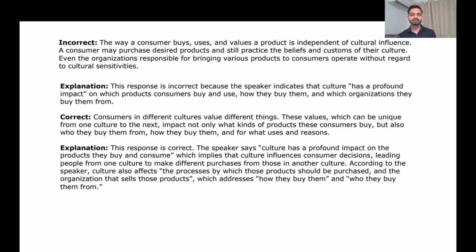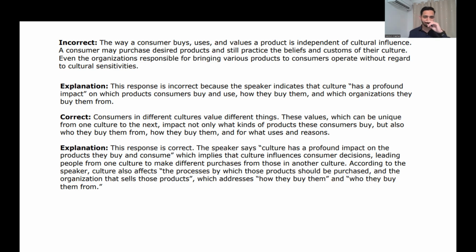Now, consumers in different cultures value different things. So it's making culture a relationship between culture, right? That's what's been given to us, right? These values, which can be unique from one culture to the next, impact not only what kinds of products these consumers buy, but also who they buy from. Who they buy from is what organization you buy from, right? How they buy is talking about the processes and what uses and reasons, right? So it's all talking about all of that, and that has been mentioned.